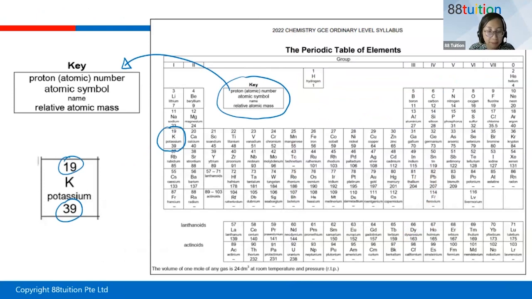19 or 39, which is the mass number to tell you how heavy the potassium atom is? How heavy it is, 19 or 39? Larissa, well done. The rest, 19 or 39, which one gives you the mass number? How heavy the atom is? Mass number. So which one is mass number?